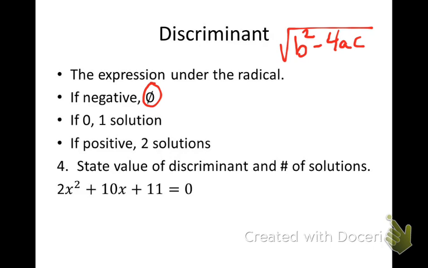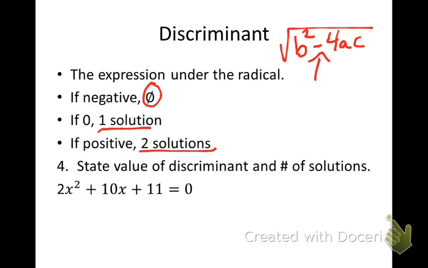What if it's 0? Well, the square root of 0 is just 0. In that case, you'll have one solution. And if it's positive, you will have two solutions. So a number like this one doesn't want the final answer, it just wants to know the value of the discriminant, which is before you even take the square root. So what is the number there, and then the number of solutions.